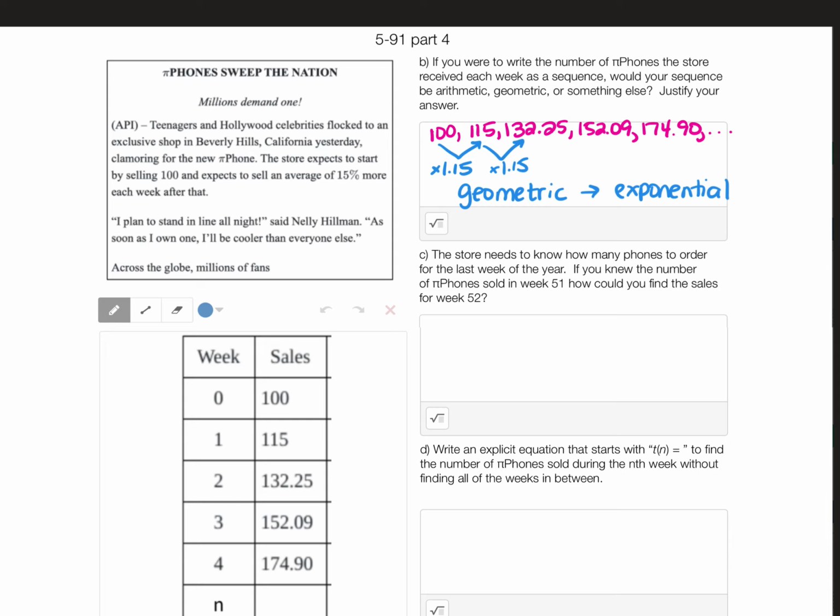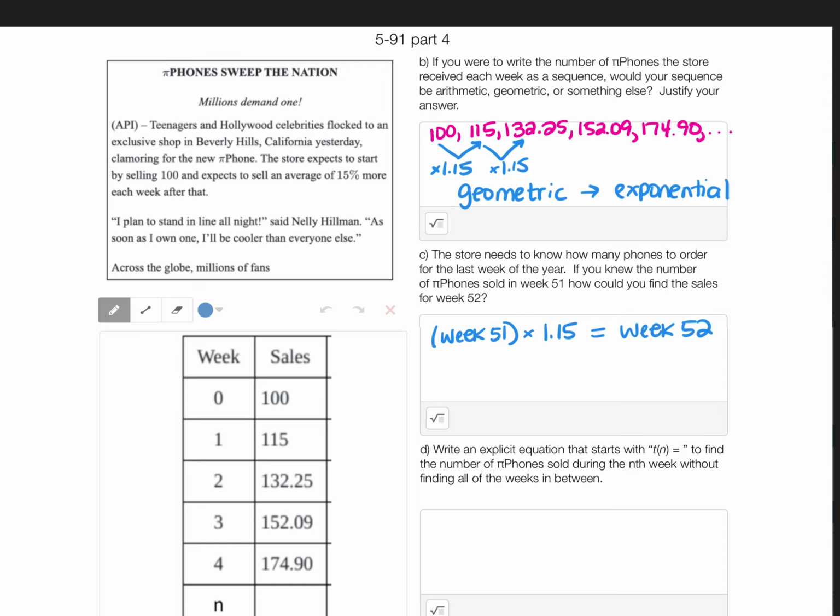If I know the number of pie phones sold in week 51, how would I be able to find the sales for week 52? Well, I would take whatever the number of pie phones sold in week 51 is, and I would multiply by 1.15, and that will give me the number of pie phones sold in week 52.